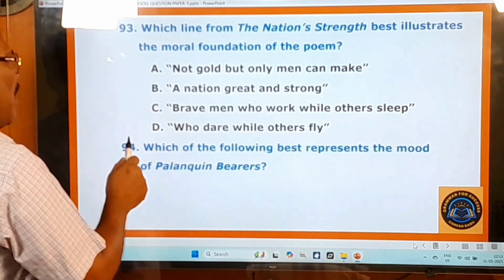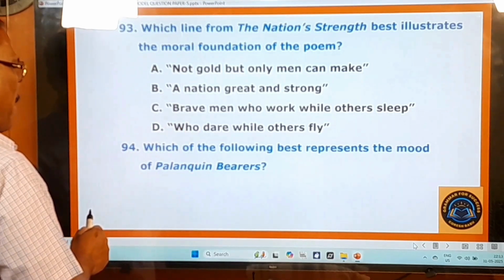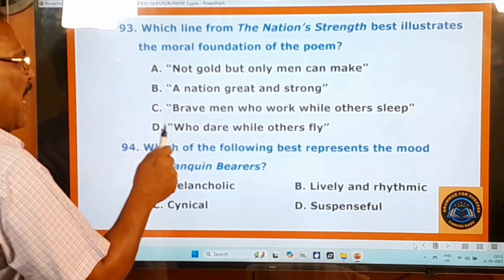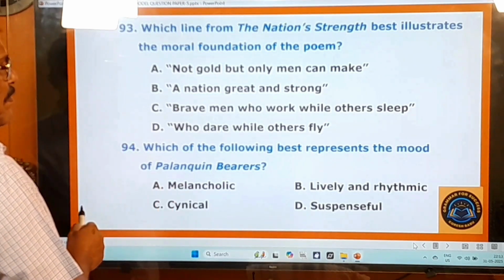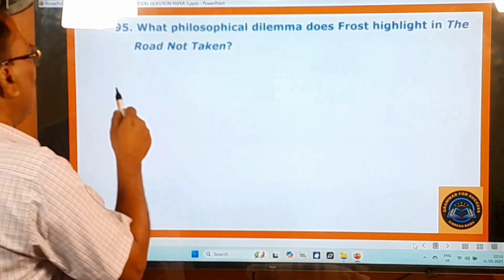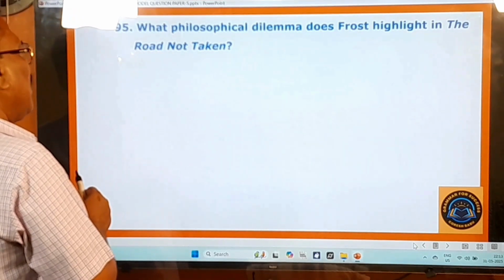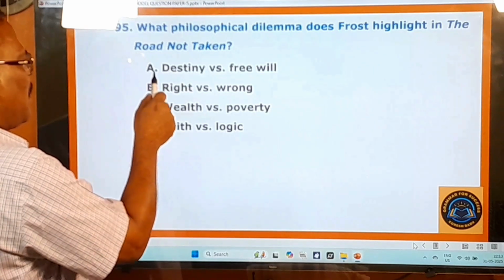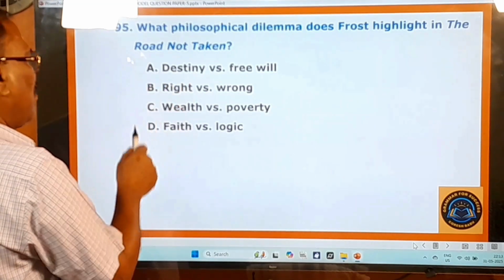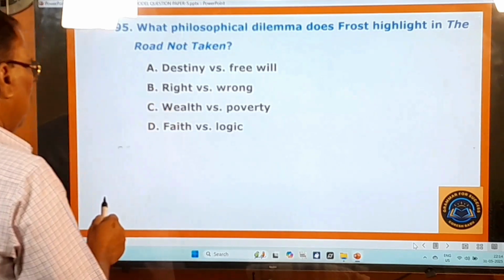94th question. Which of the following best represents the mood of Palanquin Bearers? Melancholic, lively and rhythmic, cynical, suspenseful. 95th question. What philosophical dilemma does Frost highlight in The Road Not Taken? Destiny versus free will, right versus wrong, wealth versus poverty, faith versus logic.